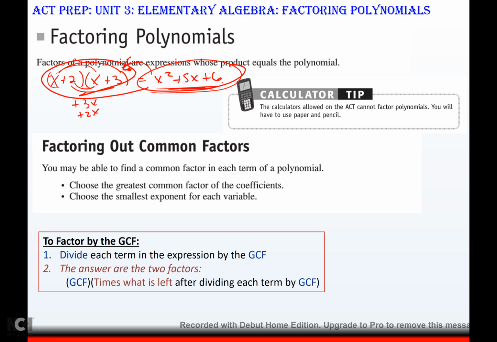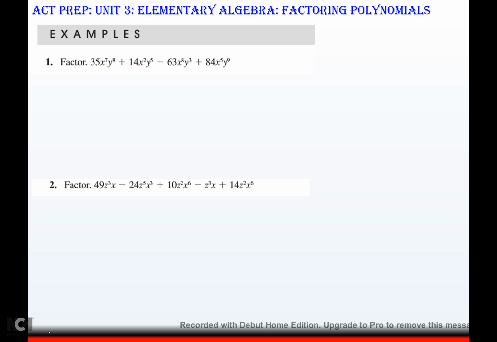Okay? So the first technique we're going to learn for factoring is what you should always look for first, and that is to look for a GCF. You figure out what the GCF is, and your answer is whatever the polynomial factors into: your GCF times what's left. Okay? So, it says factor this.